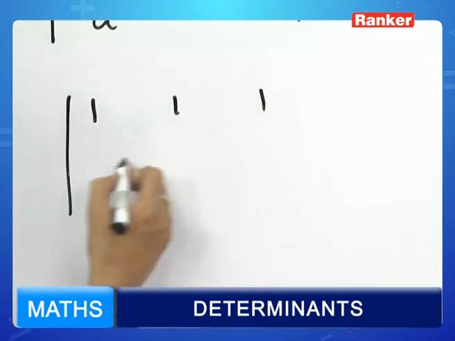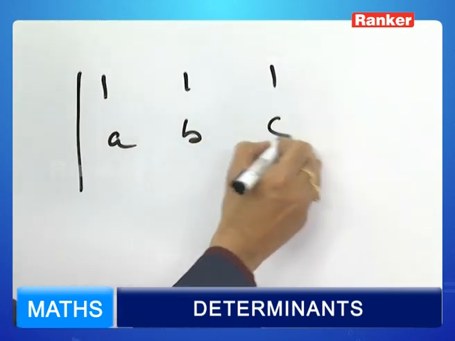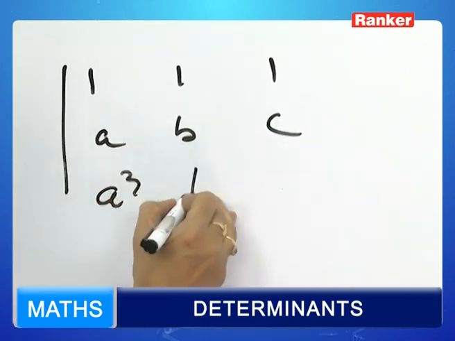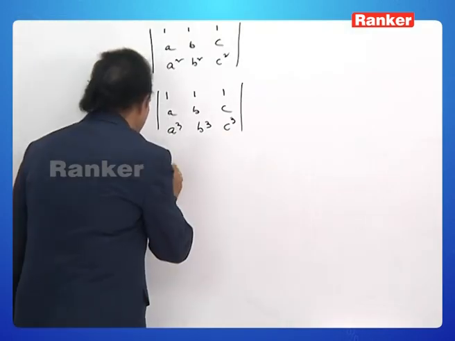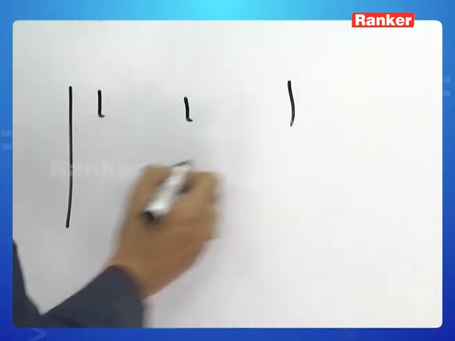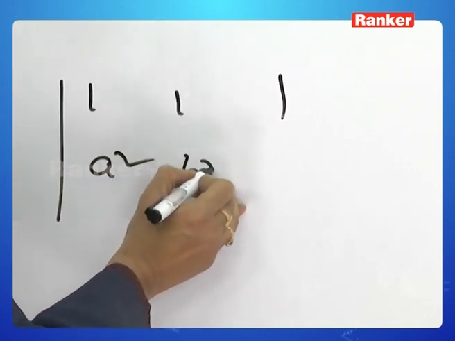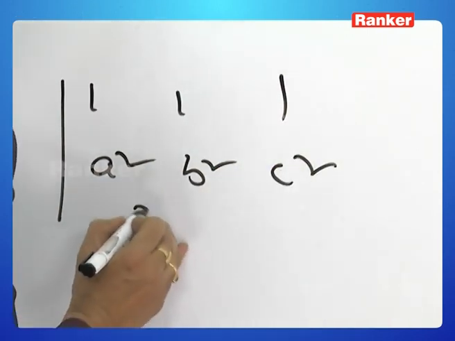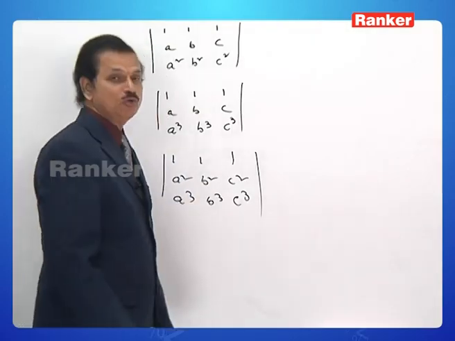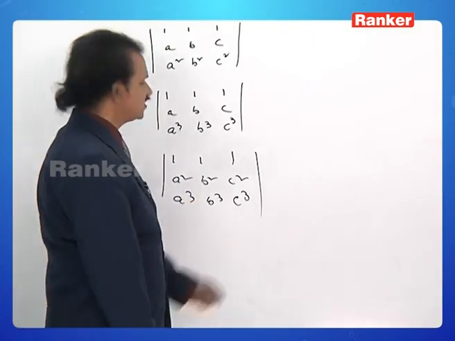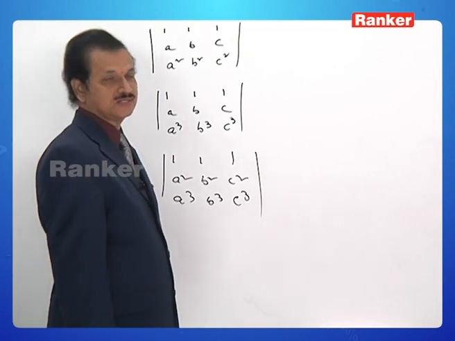1, 1, 1, A, B, C, A cube, B cube, C cube. 1, 1, 1, A square, B square, C square, A cube, B cube, C cube. These three look alike, but you see there is a slight difference.